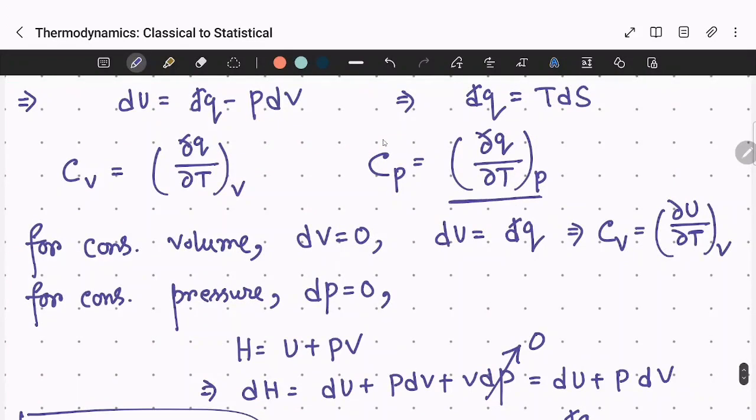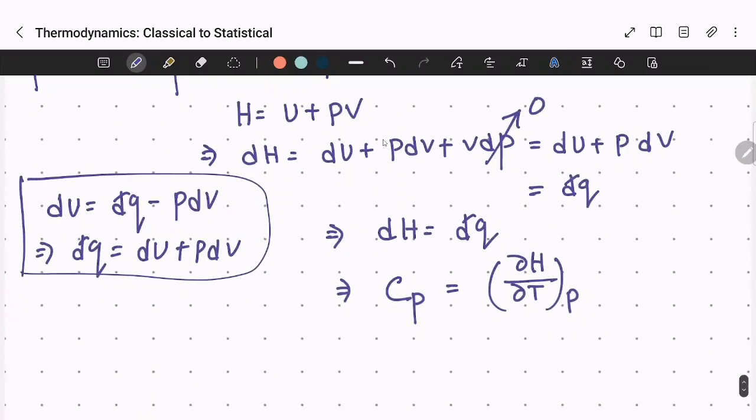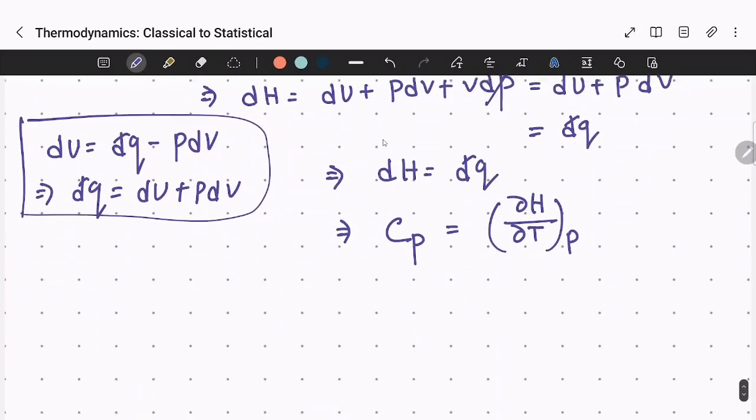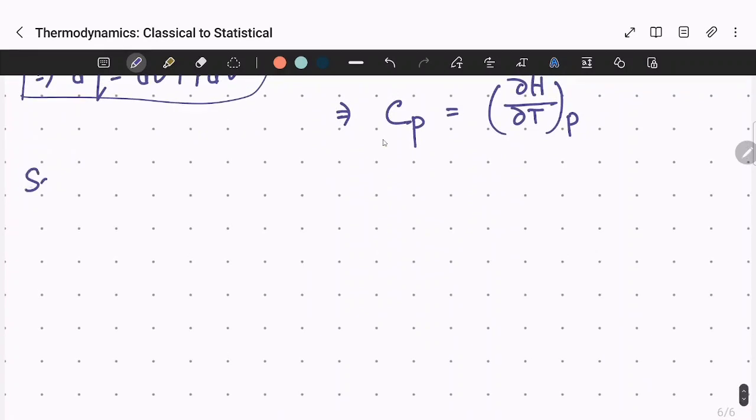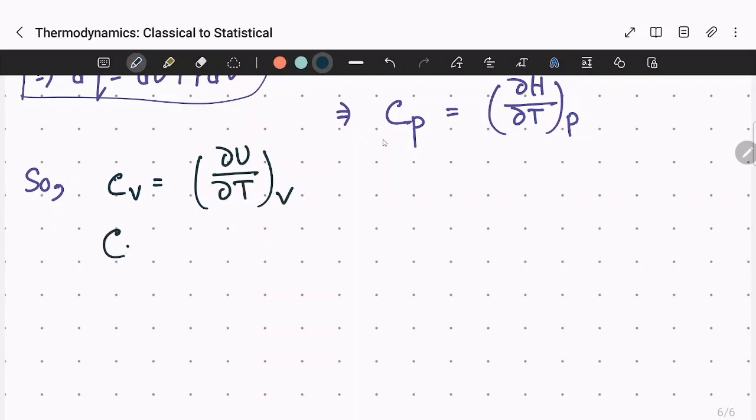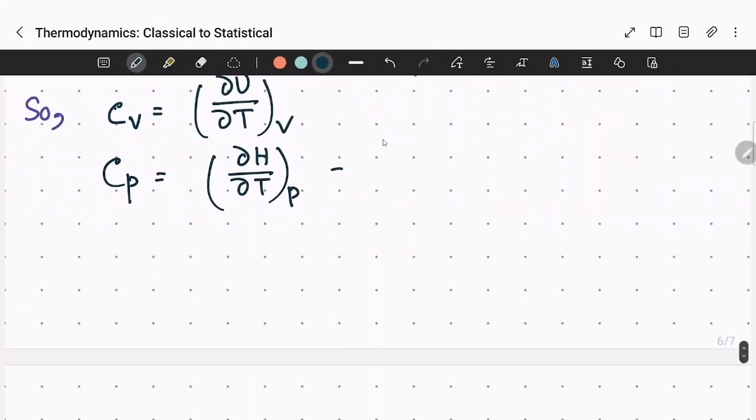This was the definition. I put dQ equal to dH. So we can write two things: Cv equals (dU/dT) at constant V, and Cp equals (dH/dT) at constant P. These things we can write. Now we just have to derive it easily. What we have to do now, we can write it.